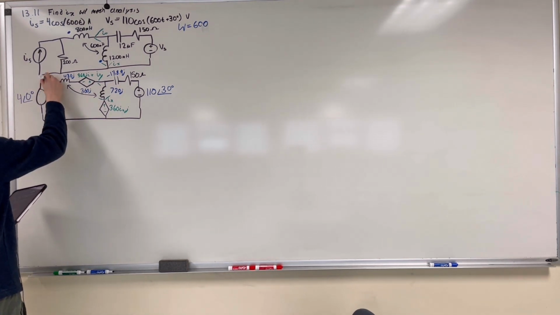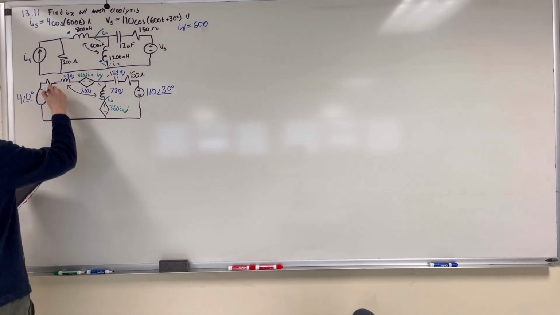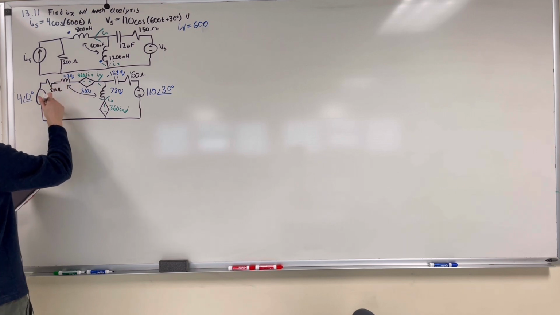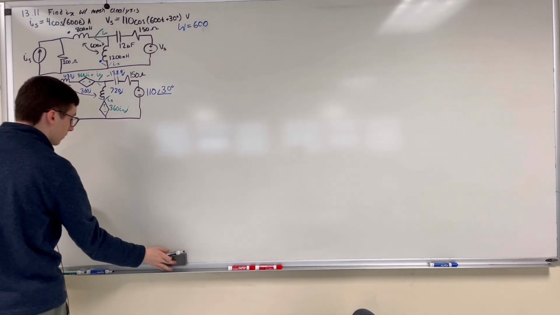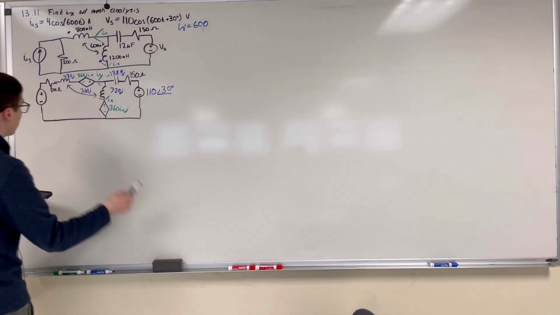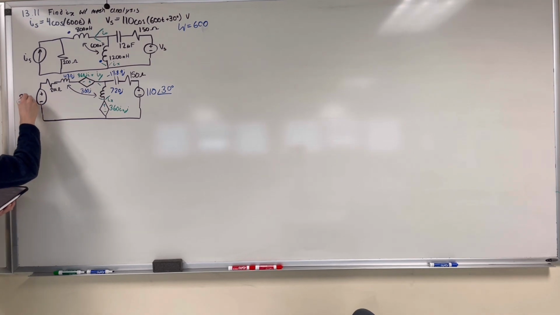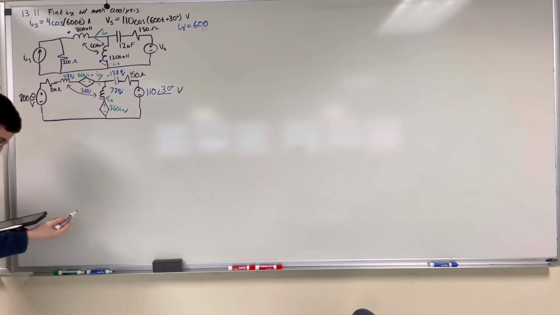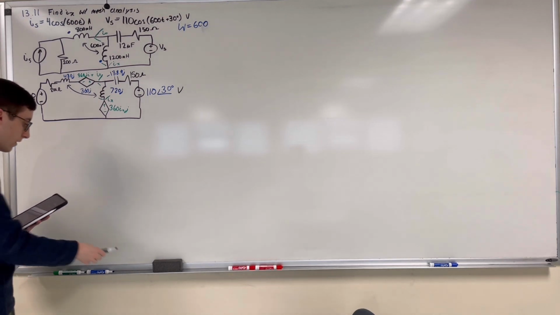So the resistor value stays the same, so it's 200 ohms. But this is no longer a current source; it's a voltage source. So using Ohm's law, it was 4 amps times 200, which is equal to 800 volts, phase equals 0. All right, so now we're ready for KVL around these loops.